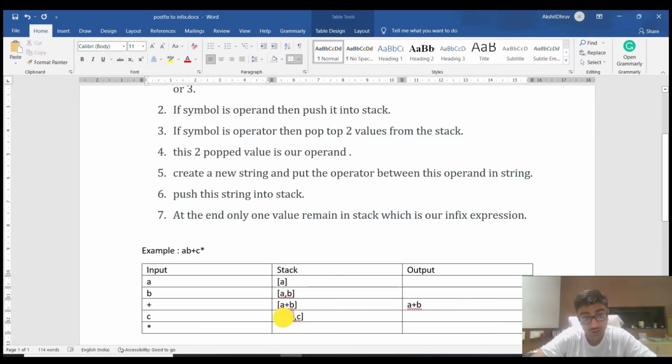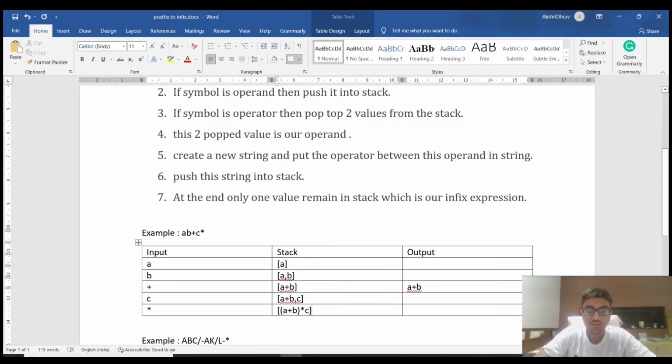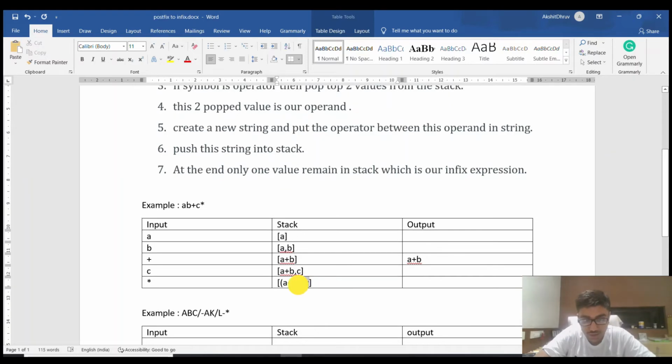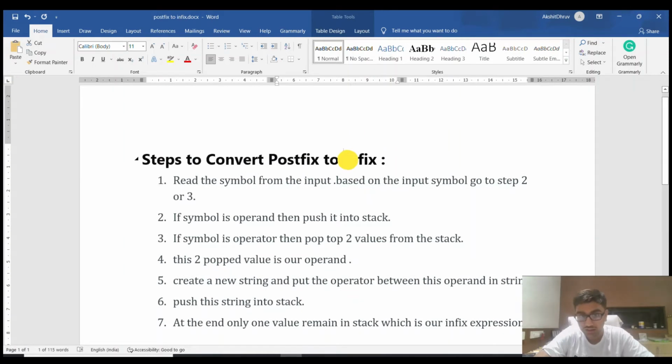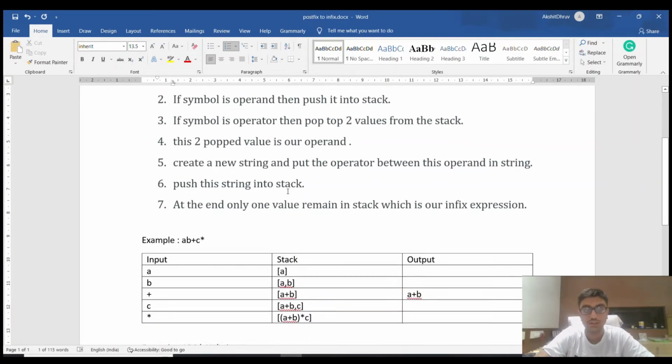A plus b is now a single term, right? So we will write it in round brackets, and c is the topmost. So what do we have to do? Put the sign in between and push this into the stack. So this is our stack. This is the final answer. Our final answer will be (a plus b) star c. This is the infix conversion of the postfix input.